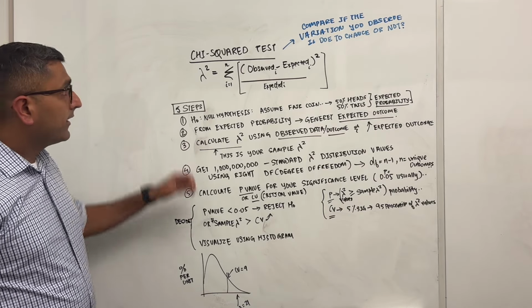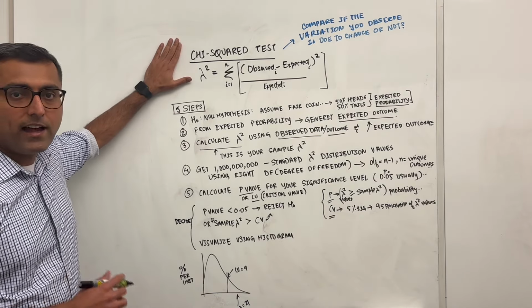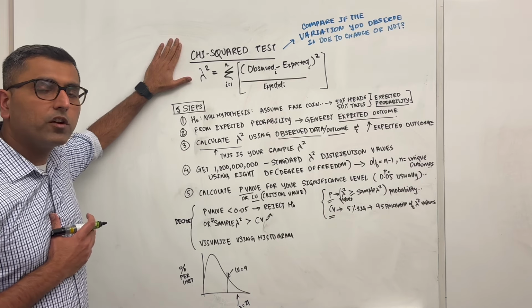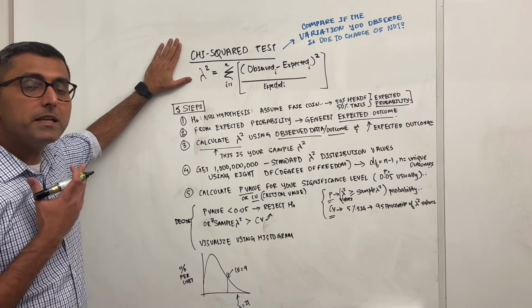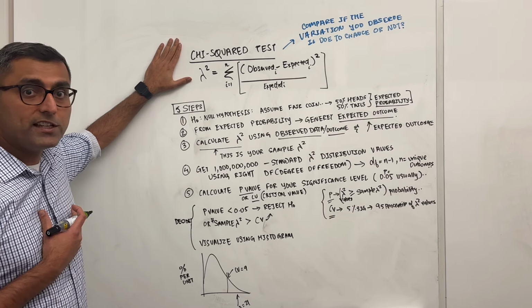Chi-square test. The chi-square test helps us decide whether the variation that we are observing is purely because of chance or because of some meaning embedded in the data points that we are seeing.